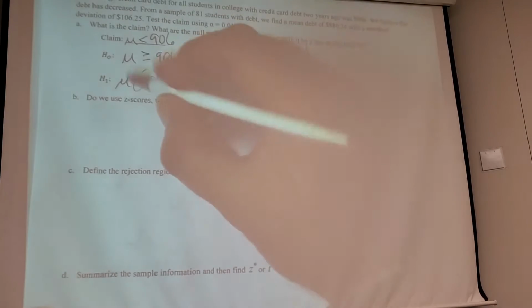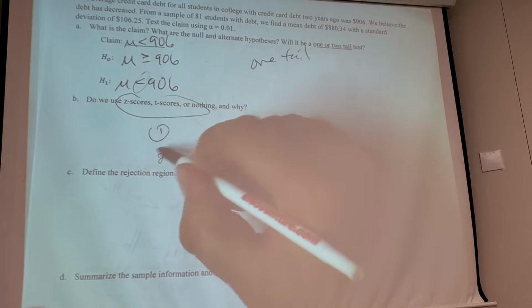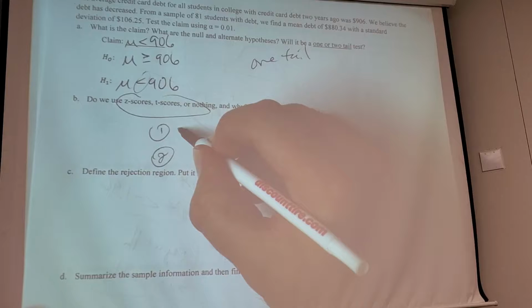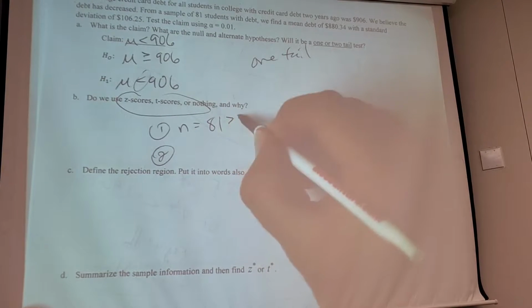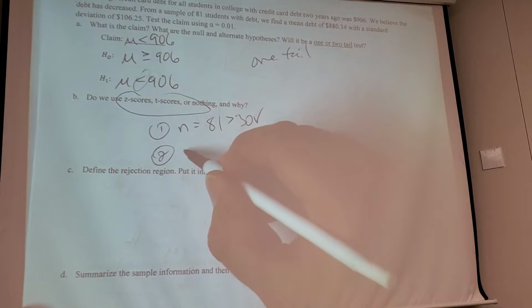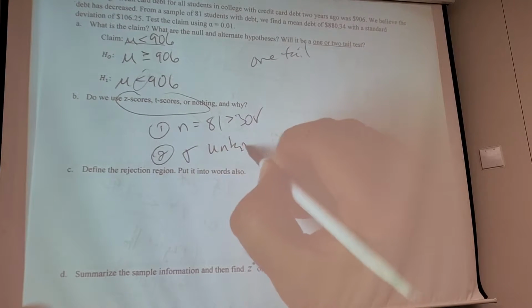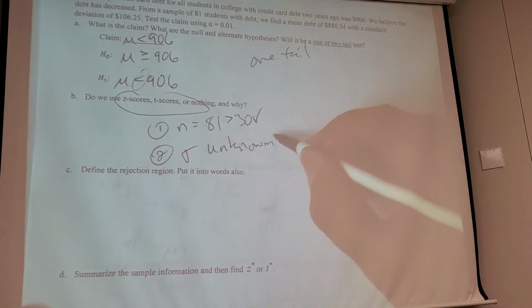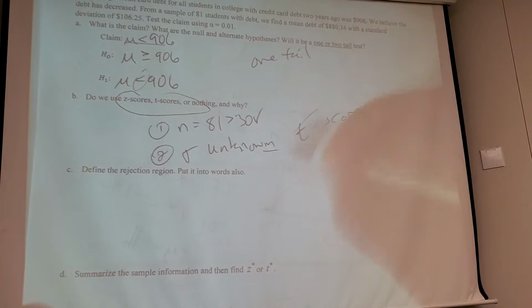I kind of gave this away earlier, right? What says I can do something? Beautiful. And then, of course, we already mentioned that sigma is unknown. So I have to use t-scores.